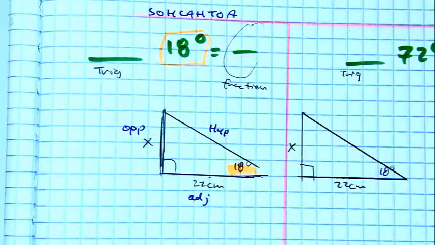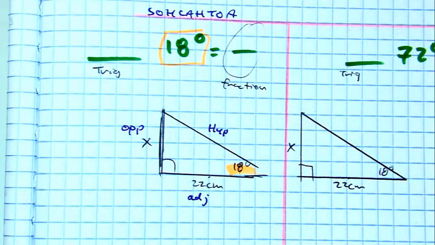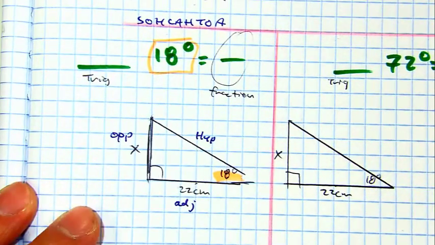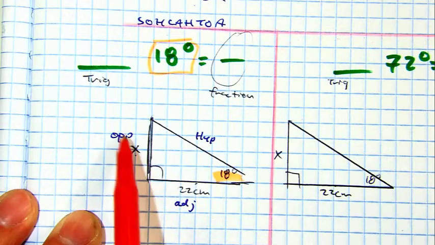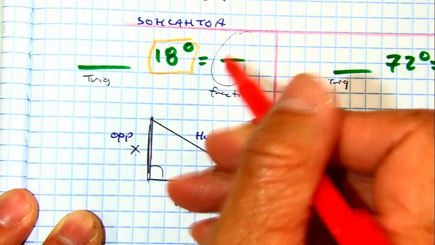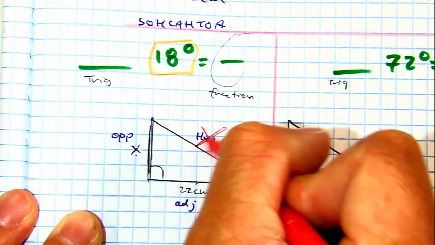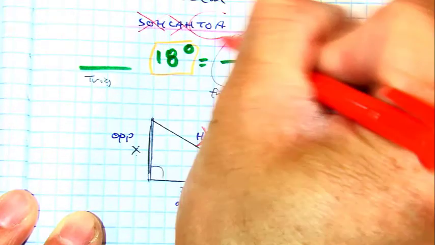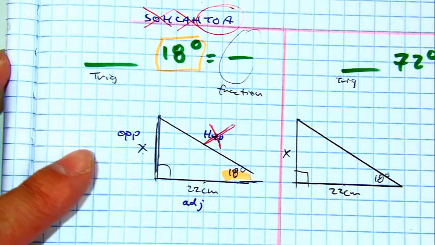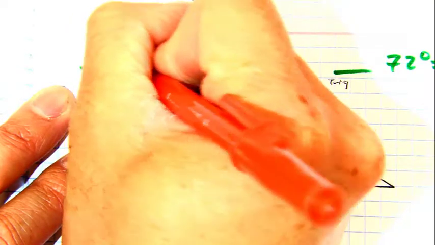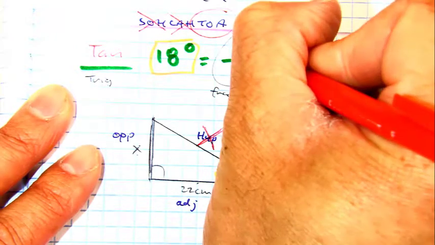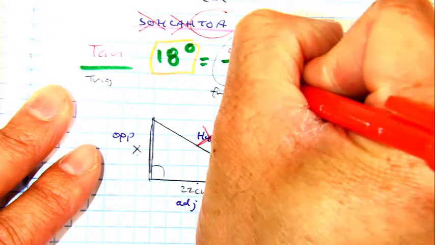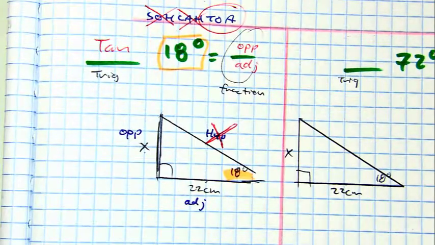Put your finger on the one that we're going to use. Well, I can cross off, notice there's a variable. This is a number, so I don't need the hypotenuse, h. You can cross off any trig ratio that has h in it. So class, we're going to be using what? Tangent. Tangent of 18 degrees equals the opposite over the adjacent. Raise your hand if you got that.